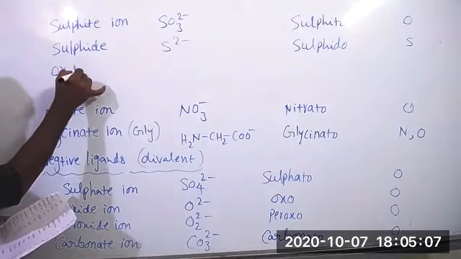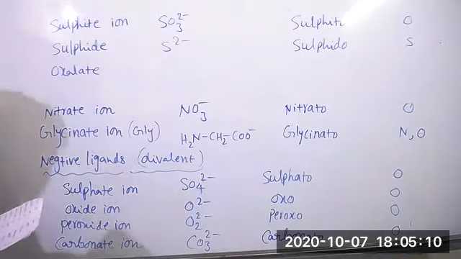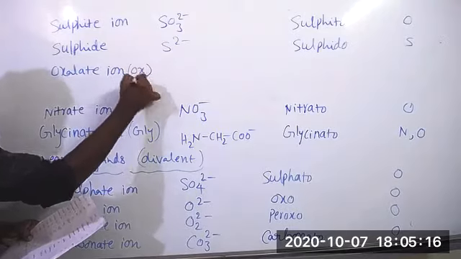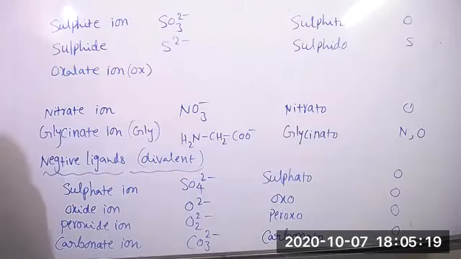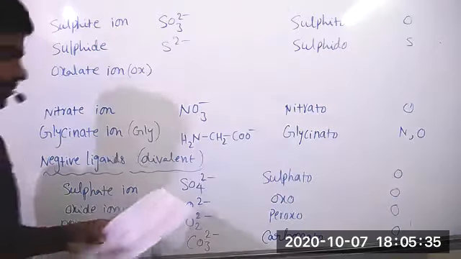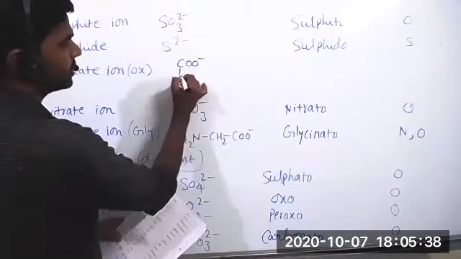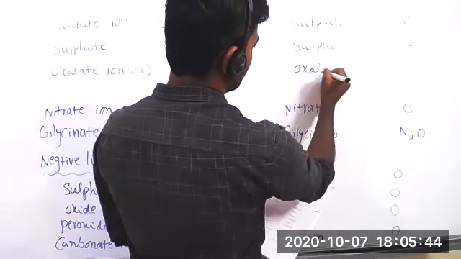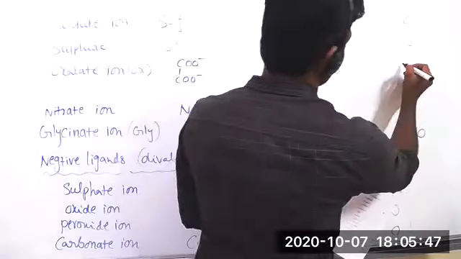Oxalate. So this is a didentate ligand carrying negative charge 2. It can form two bonds with the central metal atom. COO minus bond COO minus. Negative charge is 2. Oxalato. 2 oxygen.